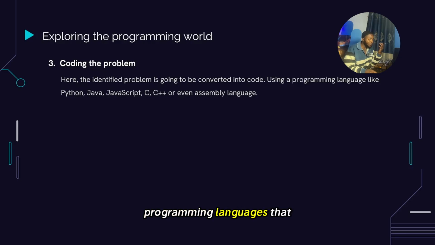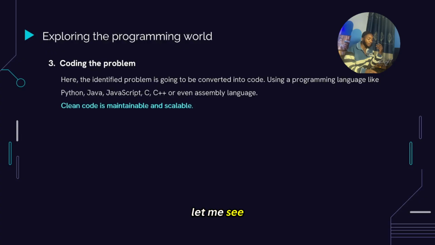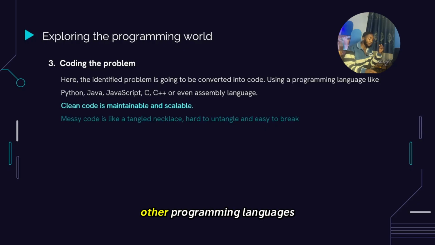Some of the programming languages that we will study will be C, C++, Python, Java, then we'll go to JavaScript. It just depends. Let me see. We'll study C, C++, JavaScript. Then from JavaScript we'll go to the web, and if we have time we can go back to the other programming languages, depending on the time.